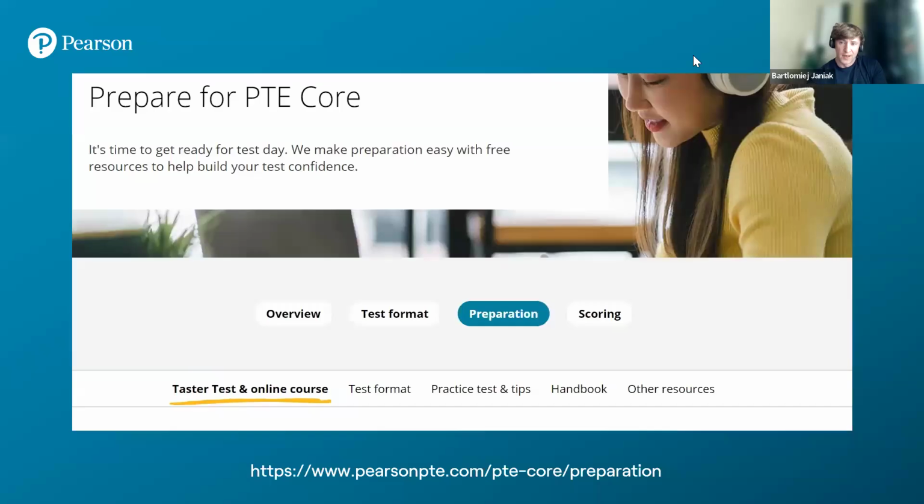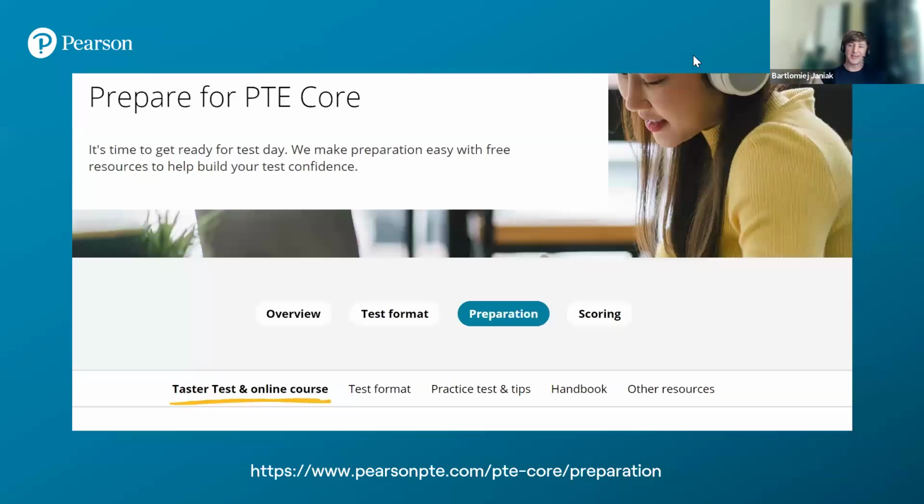From the test taker's perspective, the PTE Core website. I sometimes suggest clicking through everything. Just learn about the overview, learn about the test format, the test taker, the preparation tab is for you. So the test tips, the handbook, the other resources, the free online test, the online course, those documents that I told you about, everything will be in one place.